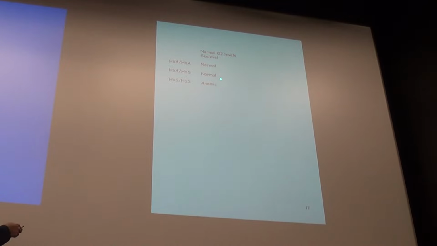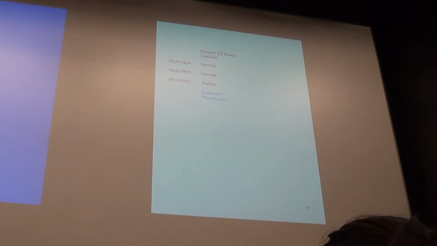Right. It's recessive because in the heterozygous condition, the sickle cell allele is being masked, and the phenotype looks like the homozygous wild type. Correct? So, at sea level, this is a recessive phenotype.